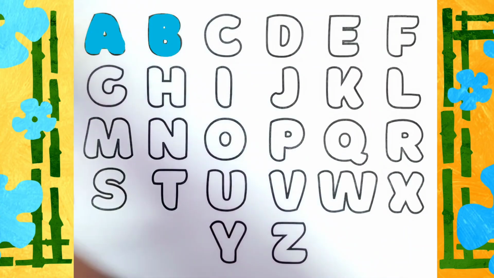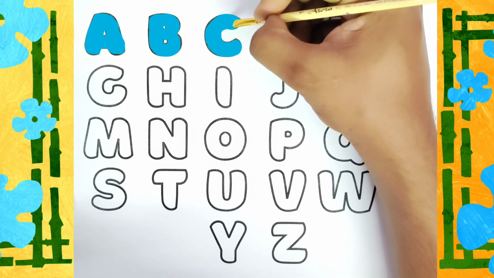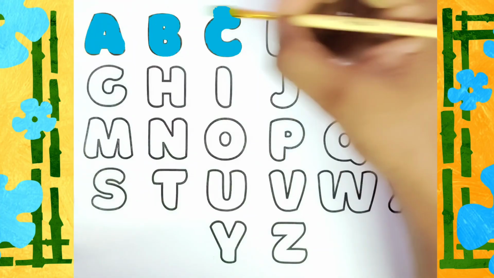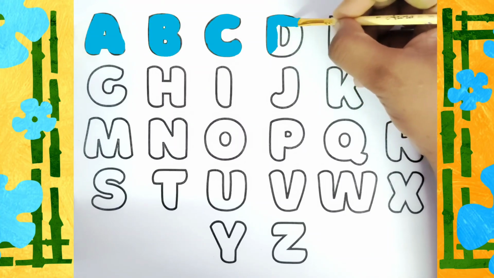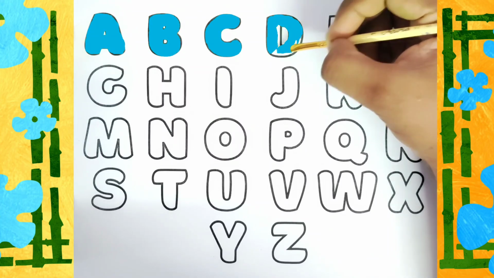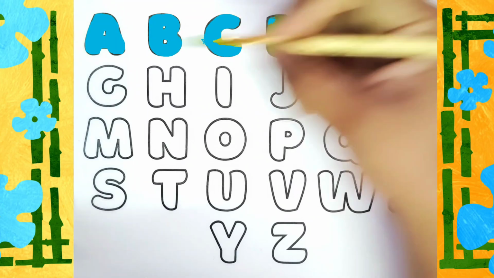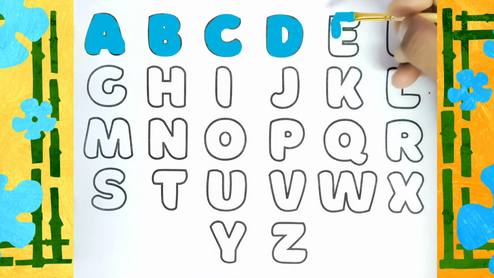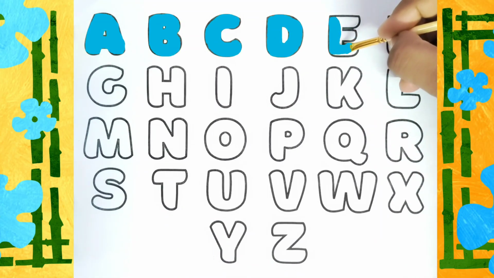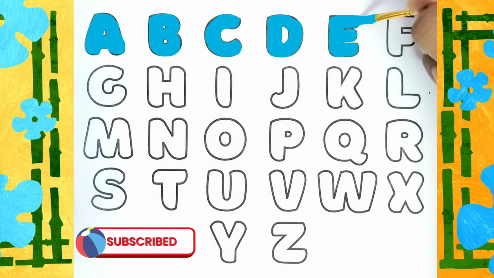B for ball. Now I know my ABCs. Next time won't you sing with me? D. D for dog. A B C D E F G H I J K L M N O P Q R S E. E for elephant. W X Y and Z. Now I know my ABCs. E for elephant. Next time won't you sing with me?